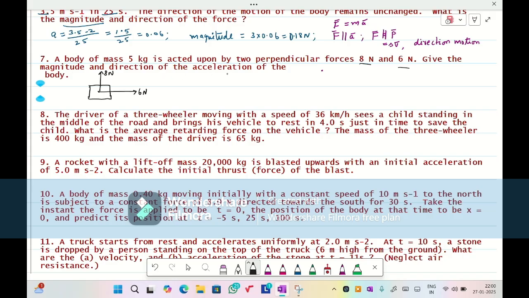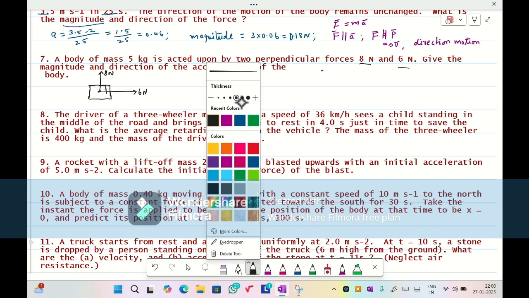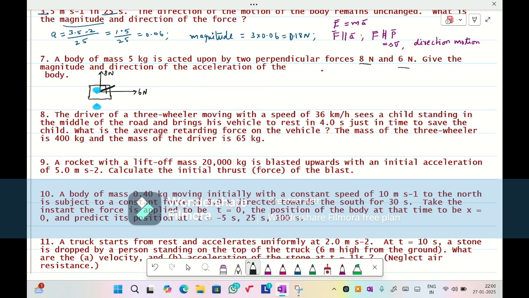And the magnitude and direction of the acceleration of the body is asked. These two are perpendicular and force is a vector. Therefore, the resultant force will act like this. This is the resultant force, 10 newtons according to the Pythagoras theorem. To find the direction of the force, here I will take alpha. Therefore, tan alpha is equal to 8 by 6, y by x, that equals 4 by 3.